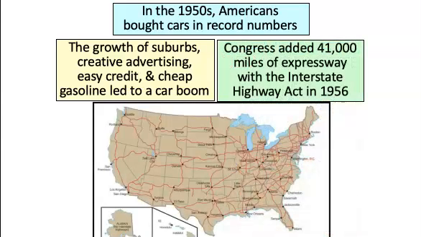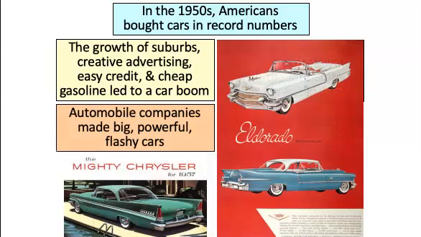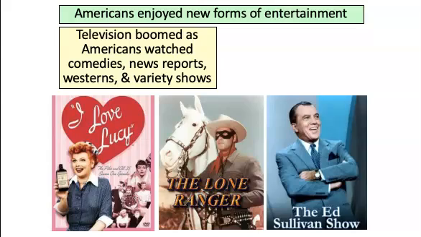In addition to this, the Interstate Highway Act, created in 1956, that we talked about in our previous lecture, adds 41,000 miles of expressways, making it easy for people to travel across the country. Now, during the time, automobile companies make these huge, flashy cars. Notice the huge fins coming off the back of those things. These things are amazing.